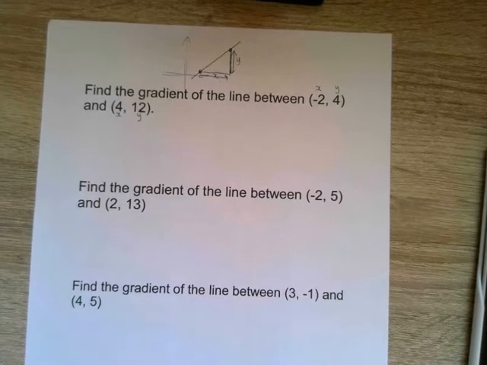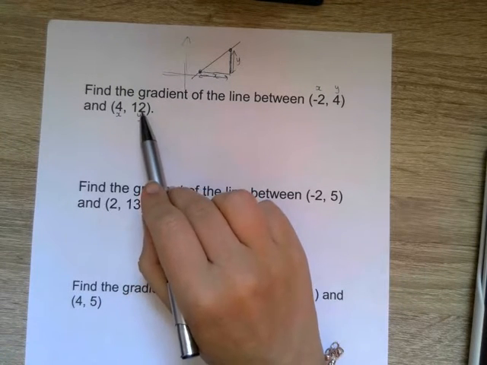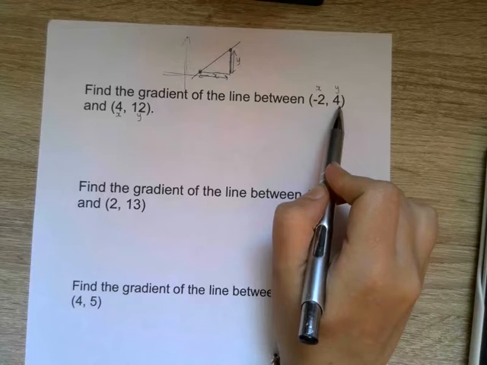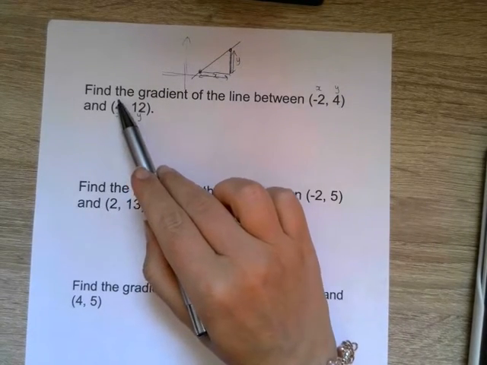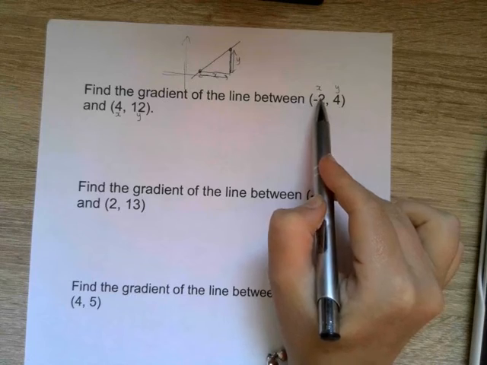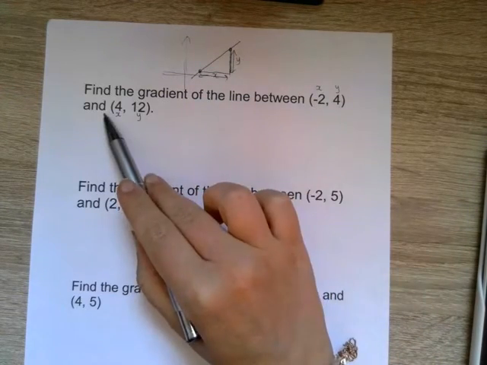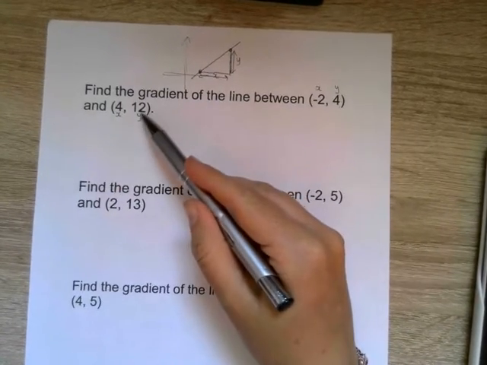Now, when you're working out the difference in the y's, you've just got to make sure that you do this in the same order. So, for example, if we do 12 take away 4 to get the difference in the y's, we need to make sure that we stick with this one first and do 4 take away -2. You can't now do -2 take away 4, because that's a different order to the first one.